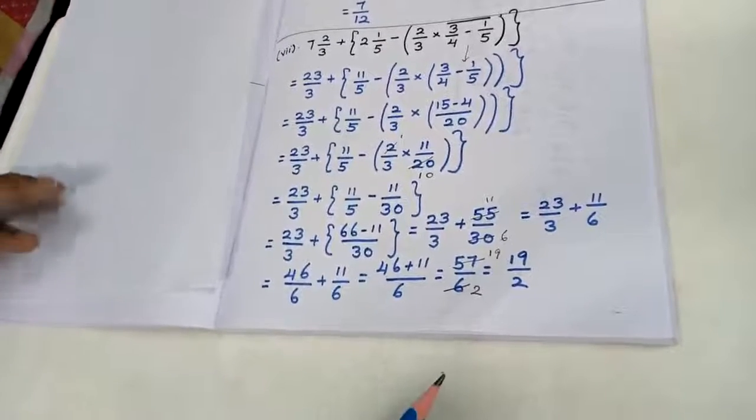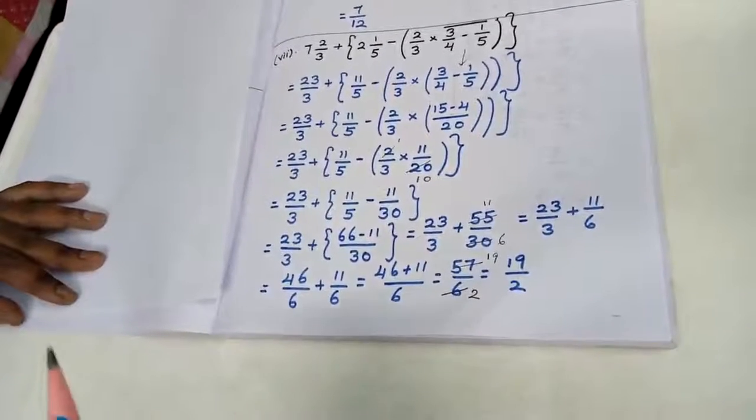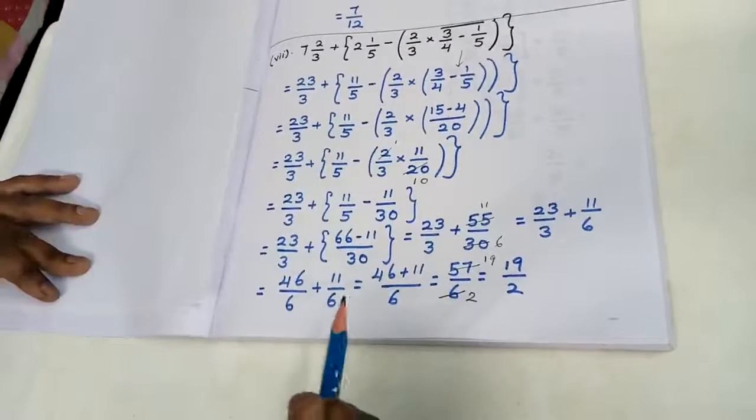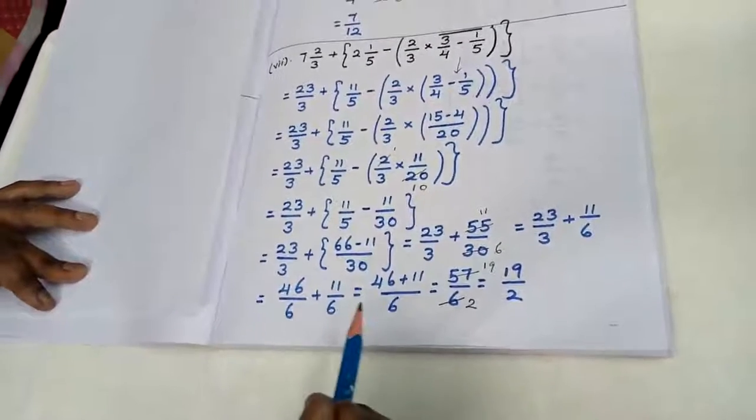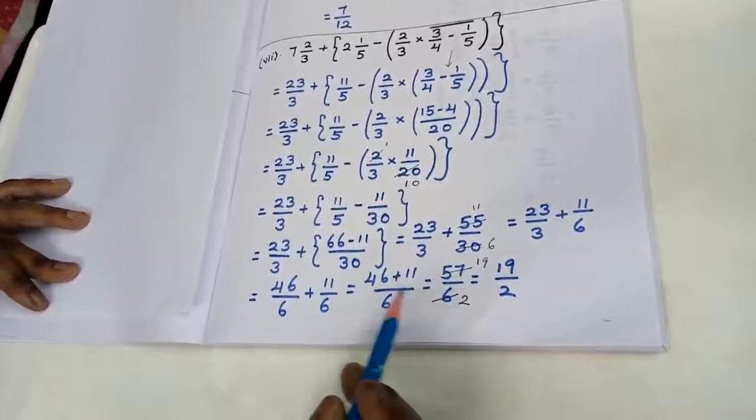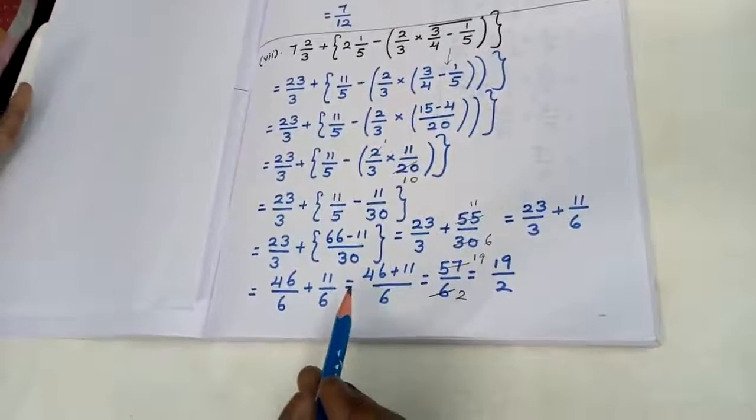So it is all based on simplification. The main thing is you have to work out the sum as many times as possible till you get a clear idea of the sum.